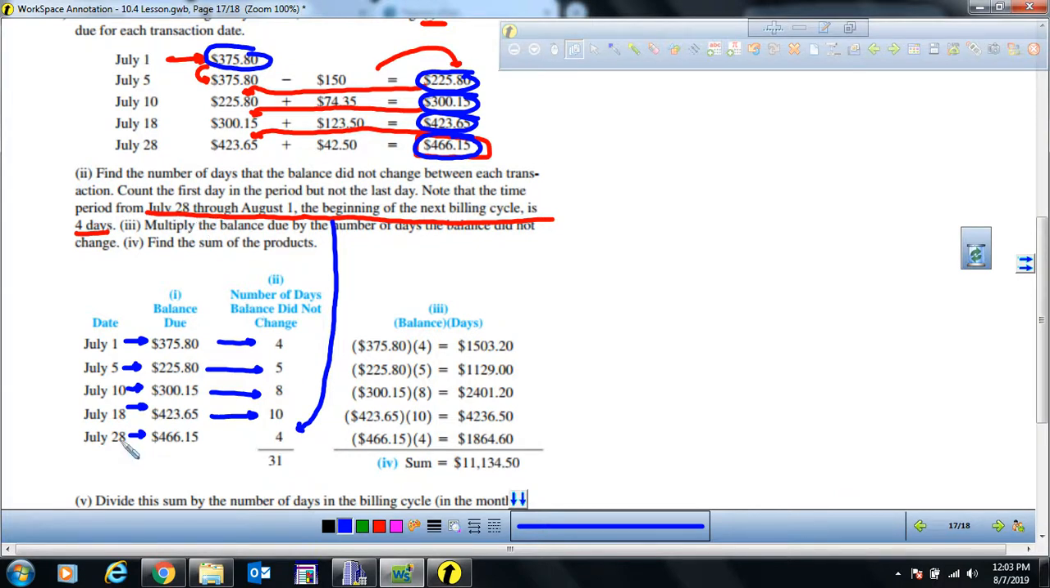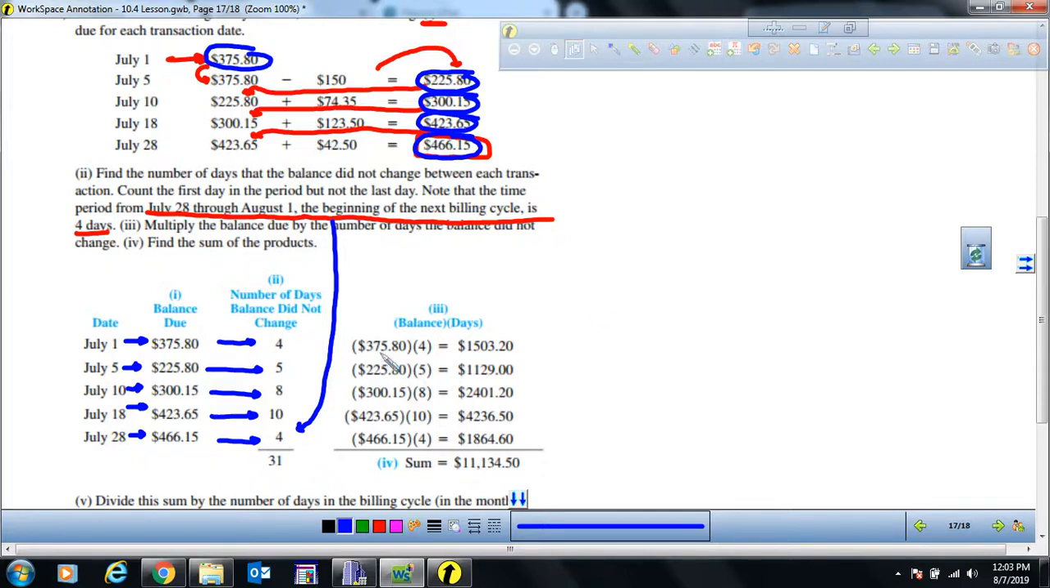From July 28 through August 1st, which is the beginning of the next billing cycle, there are 4 days. So we assume that she didn't charge anything between July 28th and the next 4 days until the next billing cycle. We assume that 4 days passed from this last balance without it changing, right? So you're counting the number of days from one balance to the next one.